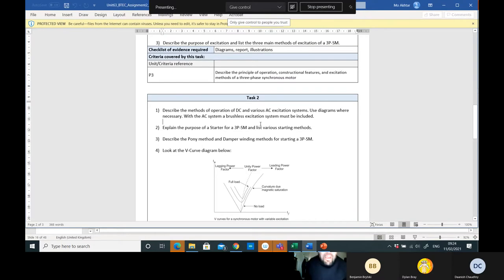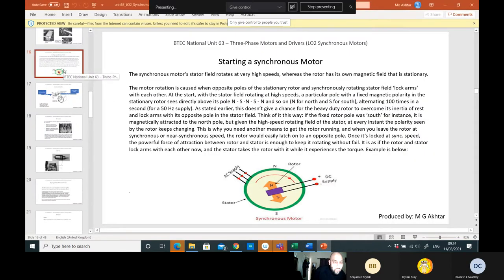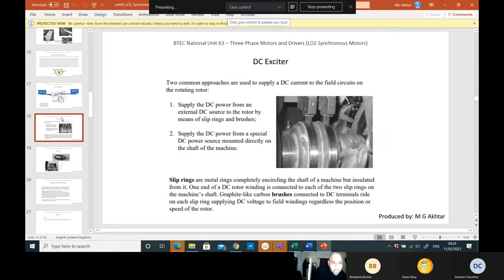Now, if you look at the PowerPoint, I have given you some stuff on excitation, but it's quite hard to actually understand it. So DC excitation is when you attach positive and negative electricity going to the brushes of the rotor, and they excite the magnets that revolve. So it's a simple concept. It's just DC.